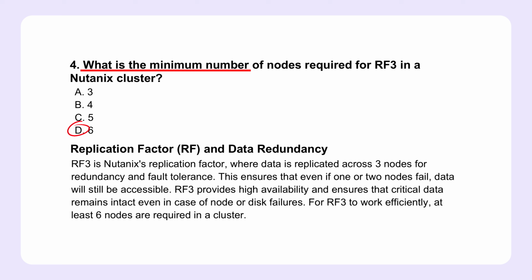Okay, so it's about ensuring data availability even with multiple concurrent issues. What's the main difference then, in simple terms, between RF2 and RF3? Well, RF2, which is the default and requires a minimum of 3 nodes, keeps 2 copies of your data. It protects you against a single node failure. Got it. RF3, needing 6 nodes, keeps 3 copies.